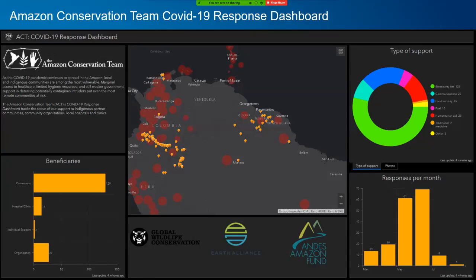The Amazon Conservation Team COVID-19 Response Dashboard tracks the status of support to indigenous partner communities, community organizations, and local hospitals and clinics. It also shows the type of support given, the beneficiaries, and the response per month.